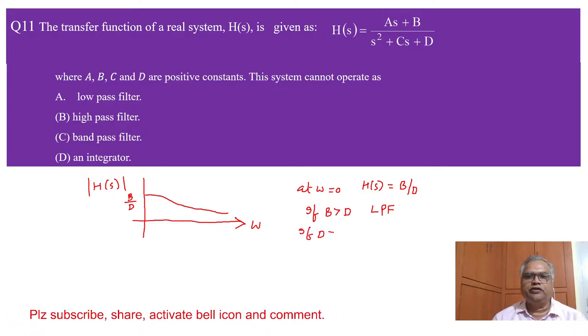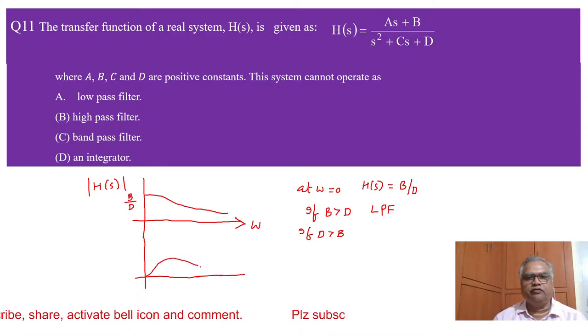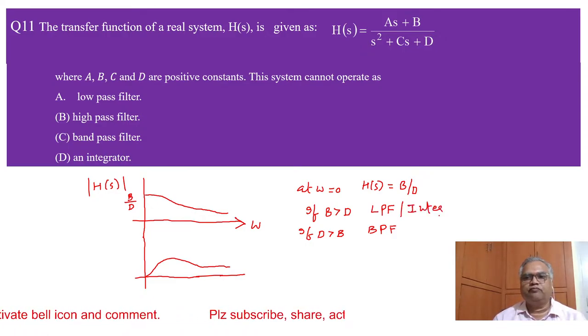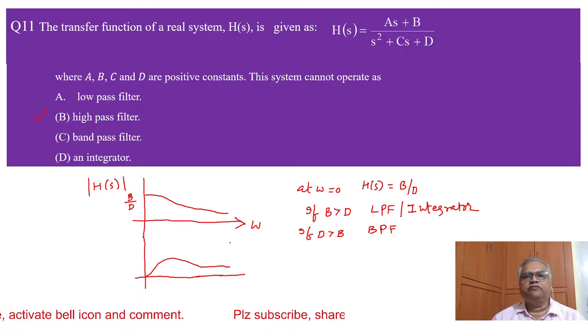If D is greater than B, it will start with a low value, go high, and again come to zero. So it can be a band pass filter. Low pass filter and integrator are the same. So it can be a low pass filter, an integrator, or a band pass filter. What it cannot be is a high pass filter. So ABCD are positive constants, and the system cannot operate as a high pass filter. So this is answered.